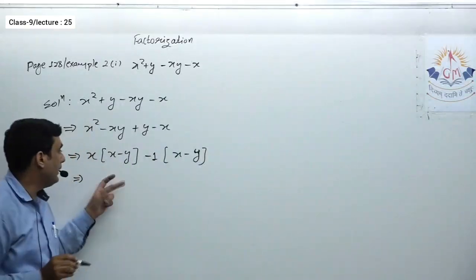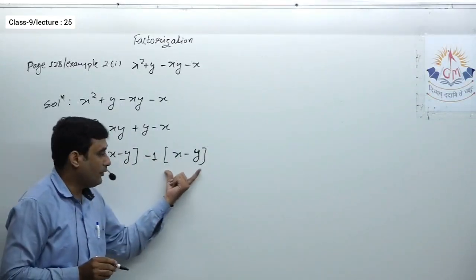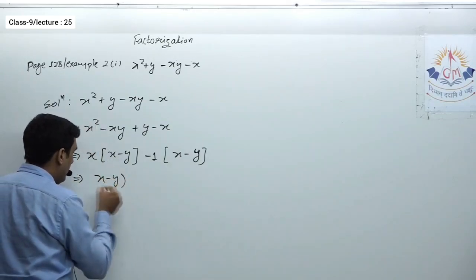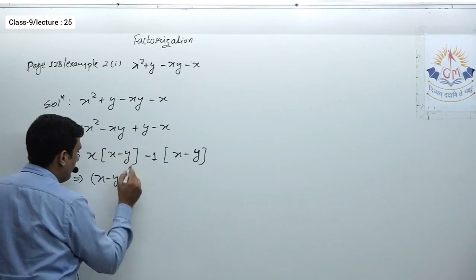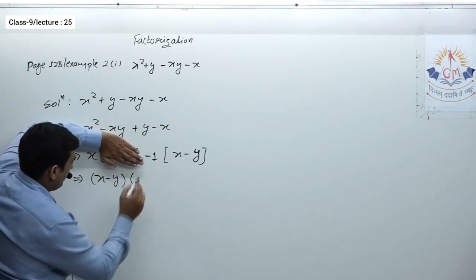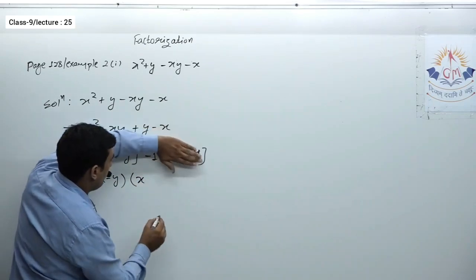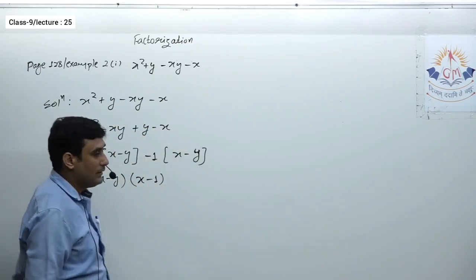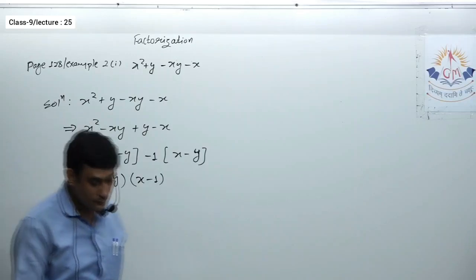Now you can see clearly that from this expression and from this expression you can take x minus y common. So when you take this x minus y common, what is left over? You can simply say, hide this, what is left? X. Hide this, what is left? It is minus 1. So these are the factors of the given expression.